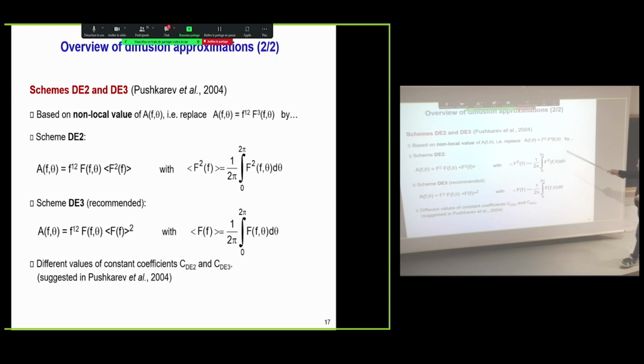There are extensions of this method, which I call DE2 and DE3. They were revisited by Pushkarev et al. in 2004, and they came up with a different expression for A, and they replaced it by this expression, which is non-local, so which involves an average value of F here, defined in this way. So there are two variants, which are a bit more complicated than the first expression. And in the same vein, we have a tuning coefficient to determine, and there are values suggested in this reference.